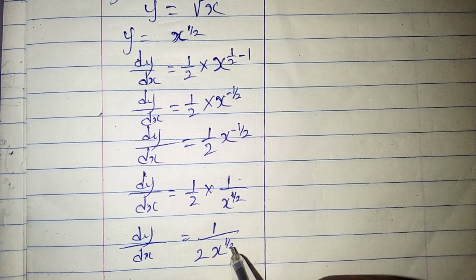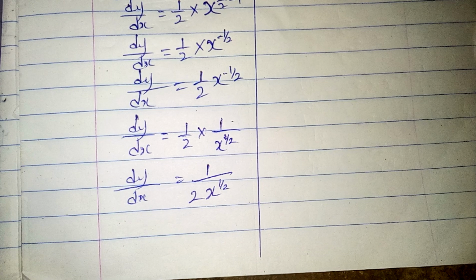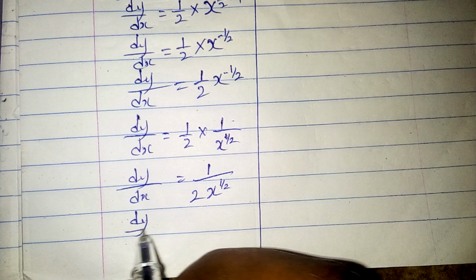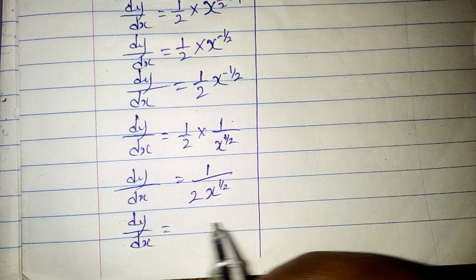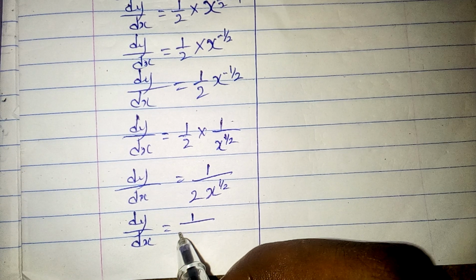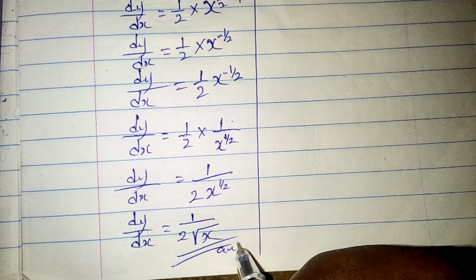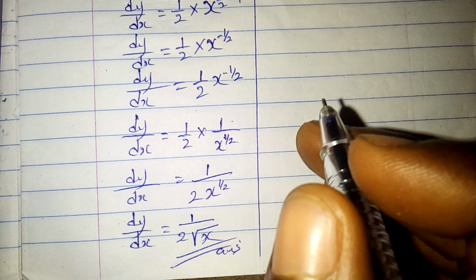And we can still bring it to the original form, so long as it has a power. So it will now be dy over dx equals 1 over 2 root of x. That is the answer.